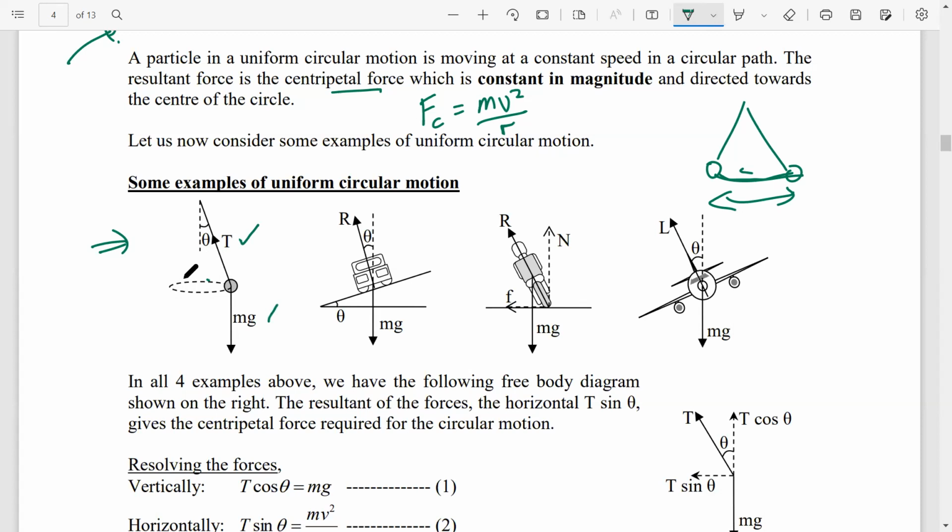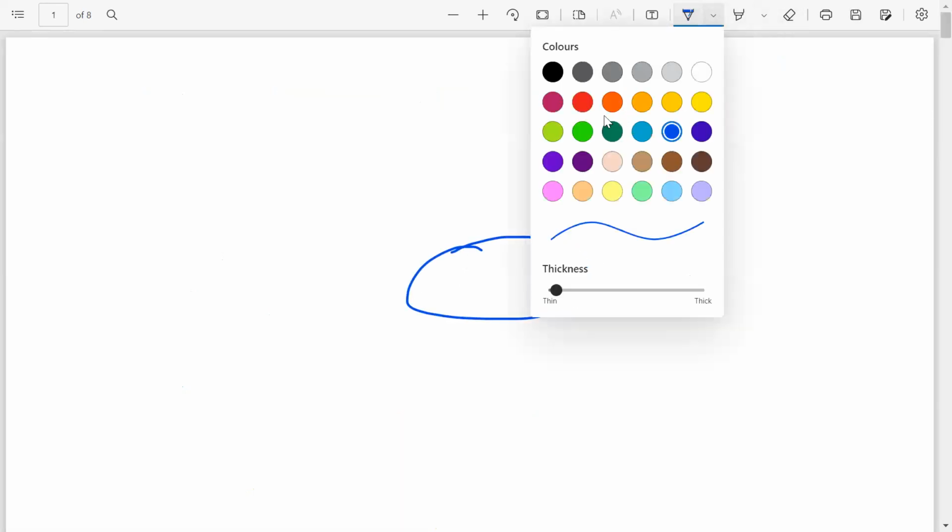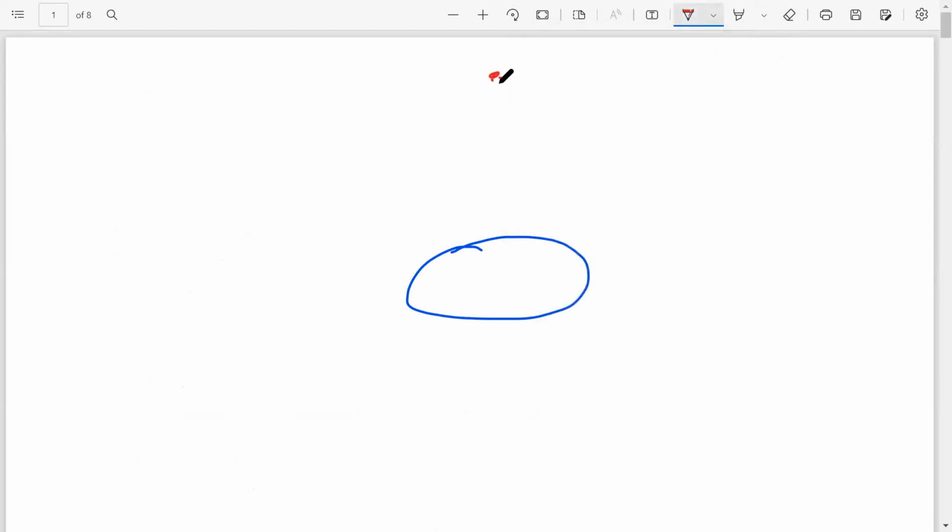Because it's swinging in a horizontal circle, let me just make this bigger. This is the path. So let's say it's moving in this circular path, the blue color path. This is the bob. We know that the centripetal force must be towards the center of this circular path. This is the direction of the resultant force.